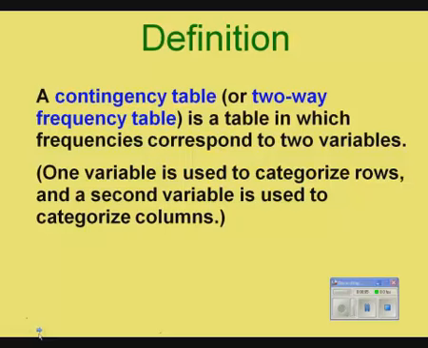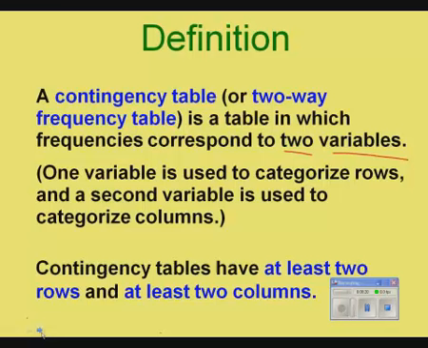Now, we already talked about this. You have a contingency table or two-way table. The important thing to know is that there are two variables. One you put in the rows and the other you put in the columns. It says contingency tables have at least 2 rows and at least 2 columns. If you just had one row, that's not a contingency table. Okay, or just one column.